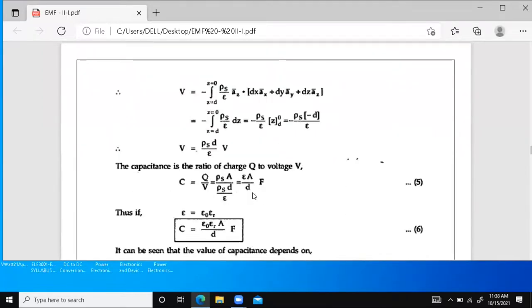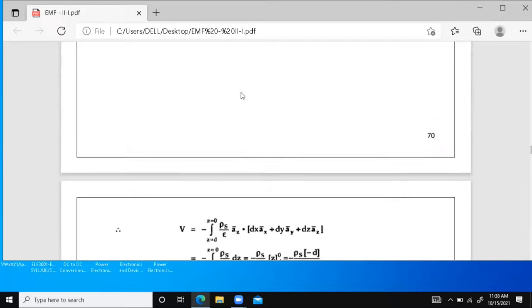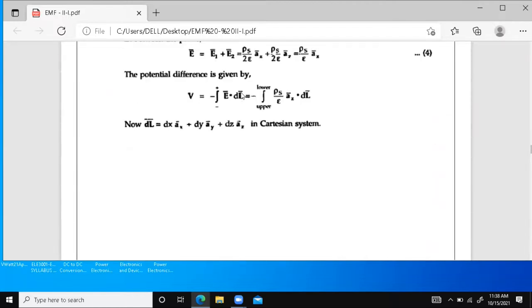Sir, don't change it, please. Five seconds. Up, down. So we have a potential difference, sir. The equation, sir, please. Up, down, sir. Go further up. Yes, sir. Right, sir. Don't move, please.